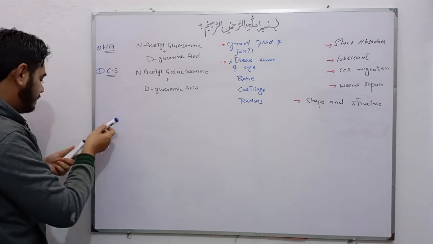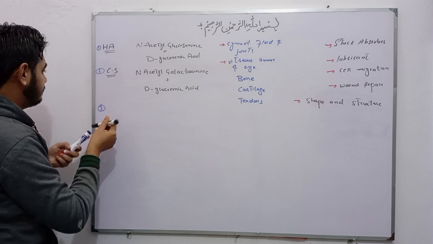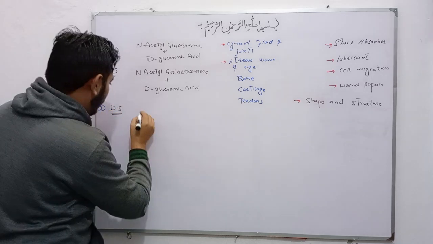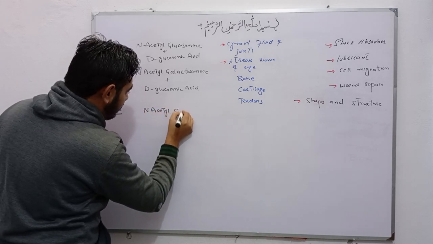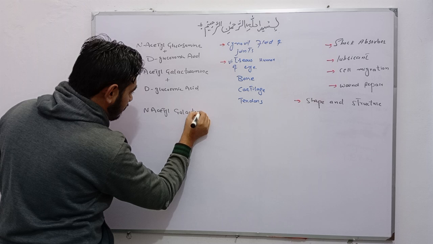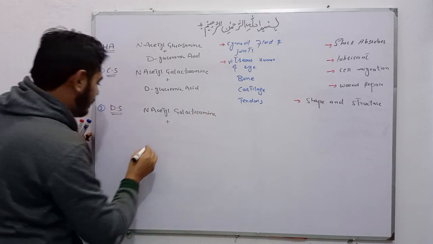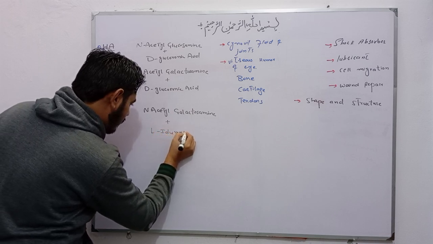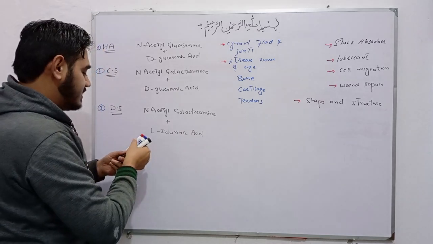Now coming toward dermatan sulfate. It is made up of N-acetylgalactosamine and L-iduronic acid. L-iduronic acid is the epimer of D-glucuronic acid.